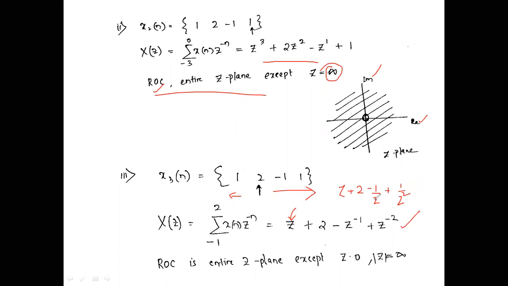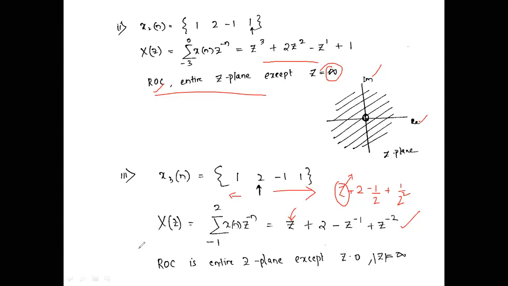1 divided by 0, right? This entire term, 1 divided by 0, goes to infinity. So this X of z will give me infinite value for z equal to 0. If at all I substitute z equal to infinity, then you can see this term will go to infinity, whereas other terms go to 0. But since this term goes to infinity, X of z once again goes to infinity.